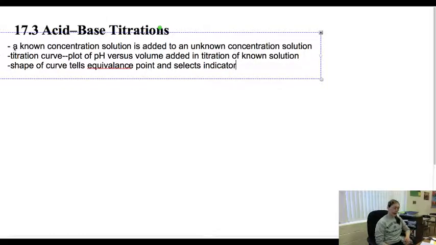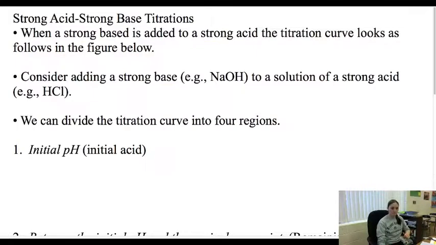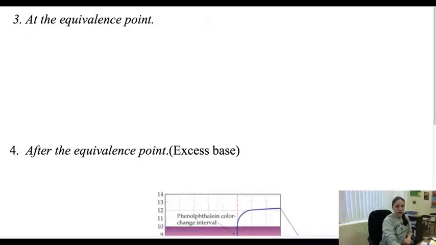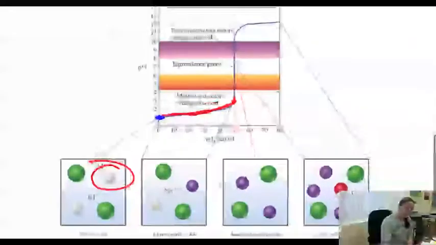So now we're going to look at strong acid and strong base titrations a little more closely. Okay, so when a strong base is added to a strong acid, the titration curve looks as follows. And you see there a picture on the right. We have a strong base being added to something that is a strong acid. And we can see the picture here.